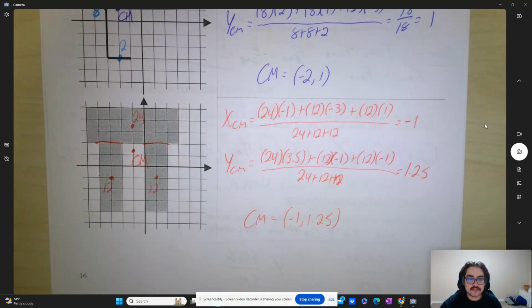That's center of mass in 2 dimensions. It's kind of crazy. It's kind of weird to think about, but it is there.